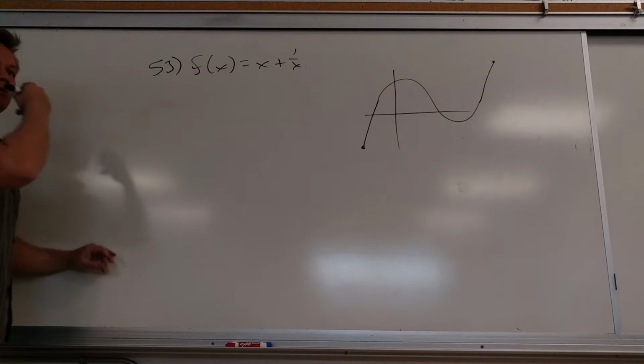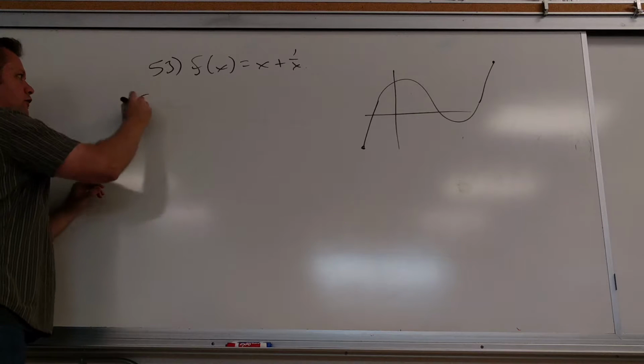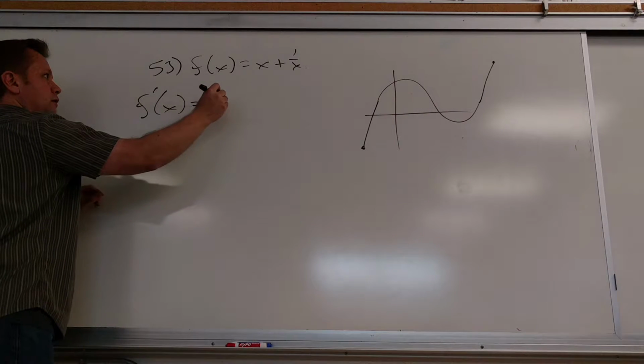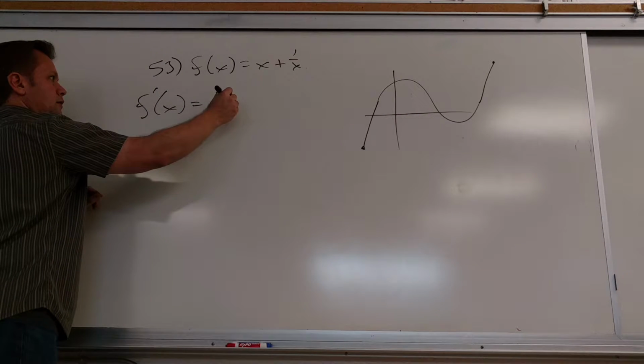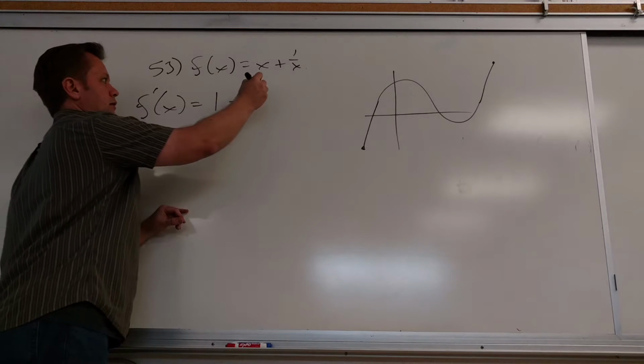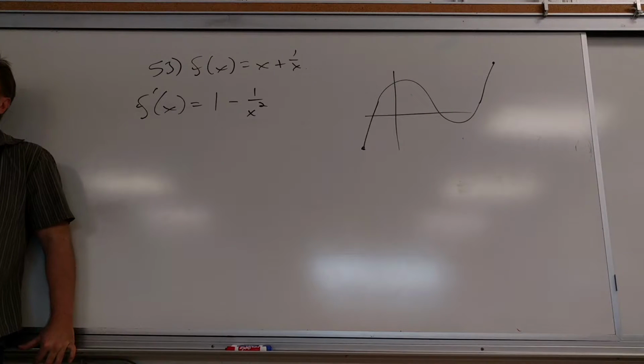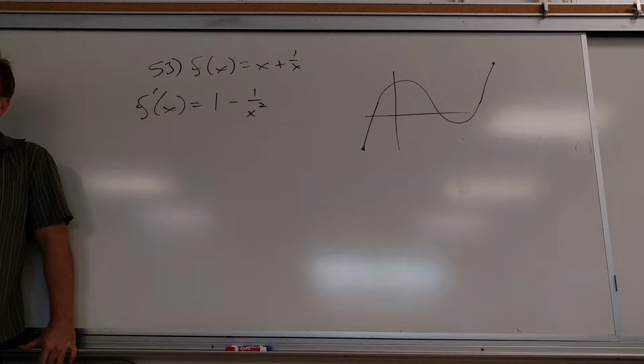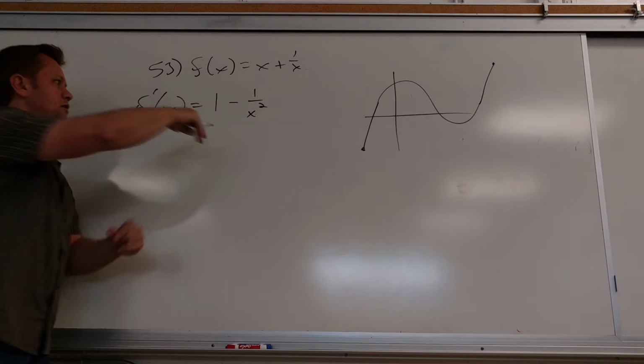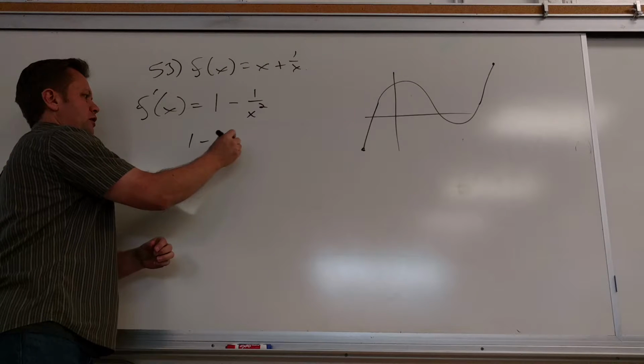How do I find my critical numbers? Take the derivative. 1 minus, I like it. All right, it's x to the negative 1, so it becomes negative x to the negative 2. I like it. Cool. And then what do I do with that to figure out the critical numbers? Can anybody see what it would be? No, let's not. 1 minus 1 over x squared equals.